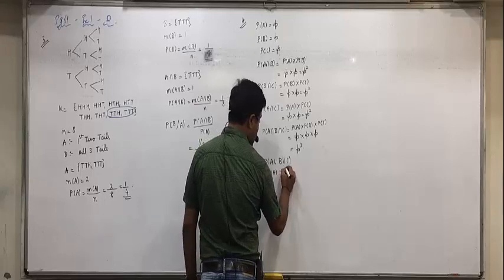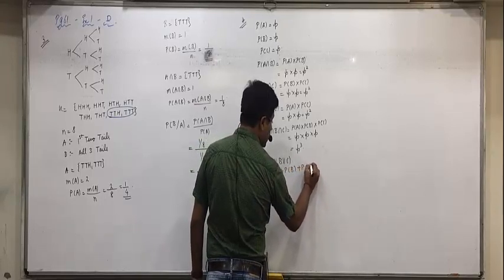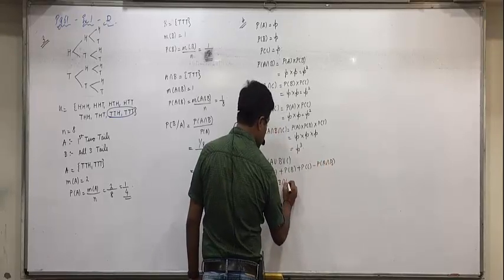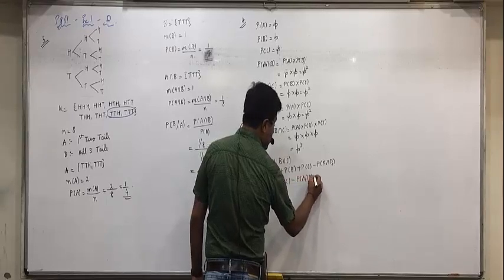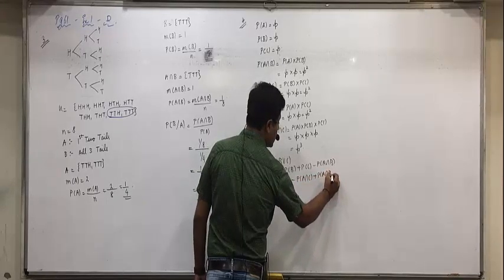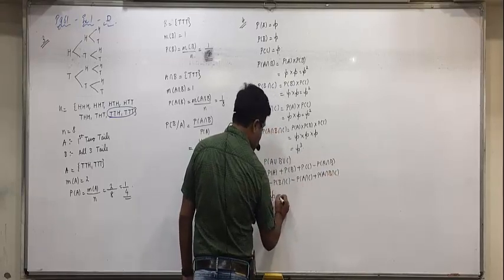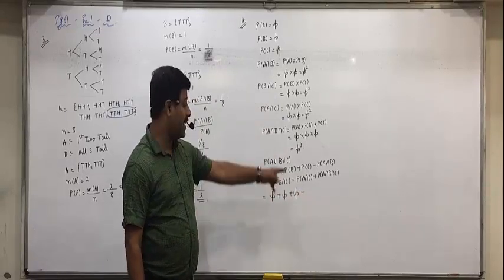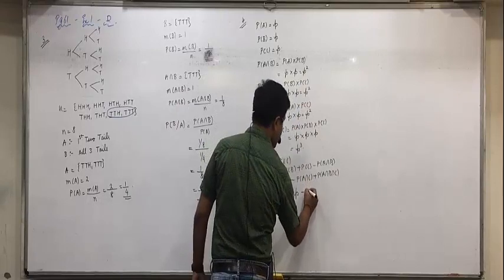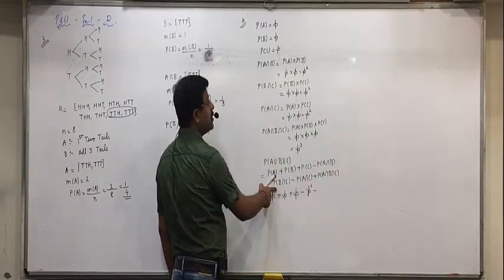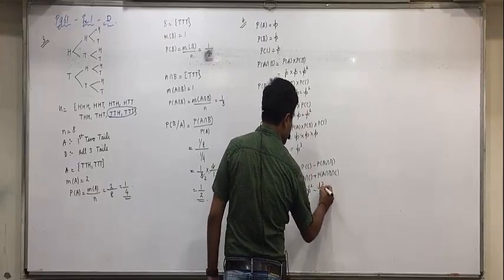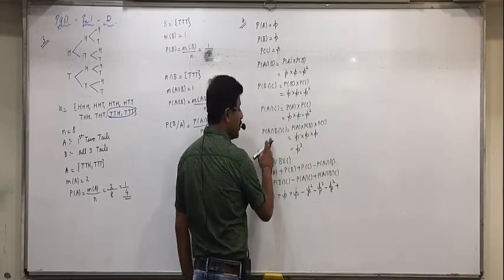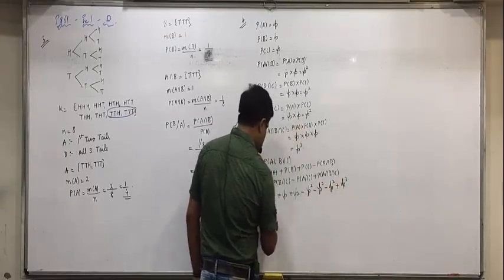So formula is P(A) plus P(B) plus P(C) minus P(A intersection B) minus P(B intersection C) minus P(A intersection C) plus P(A intersection B intersection C). Means P plus P plus P, A, B, C all are P. What will be written in A intersection B? P square, minus B intersection C also P square, minus A intersection C also P square, plus A intersection B intersection C, PQ.